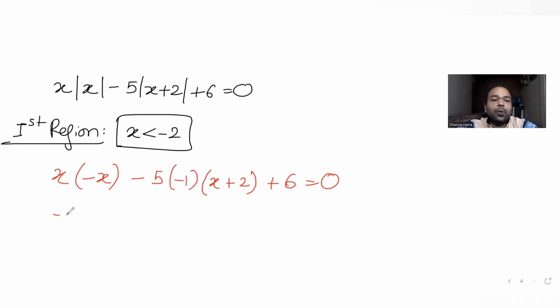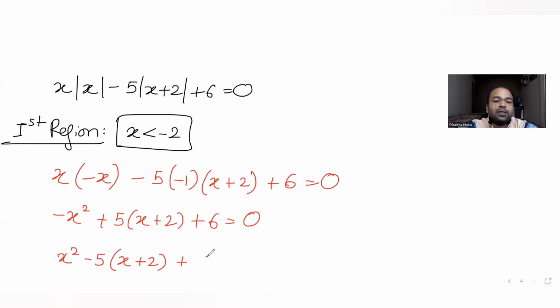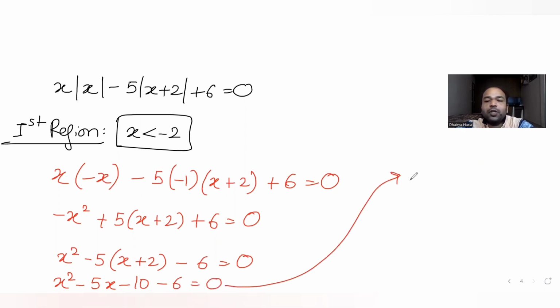From this you get an equation: minus x square minus minus, so plus 5x plus 2 plus 6 equal to 0. If I take them all on the other side, it becomes x square minus 5x plus 2 plus 6 equal to 0. So you get this x square minus 5x. Instead of plus 6, it becomes minus 6 also. So minus 10x, sorry, minus 10 minus 6. So you get that entire expression turning out x square minus 5x minus 16 is equal to 0.